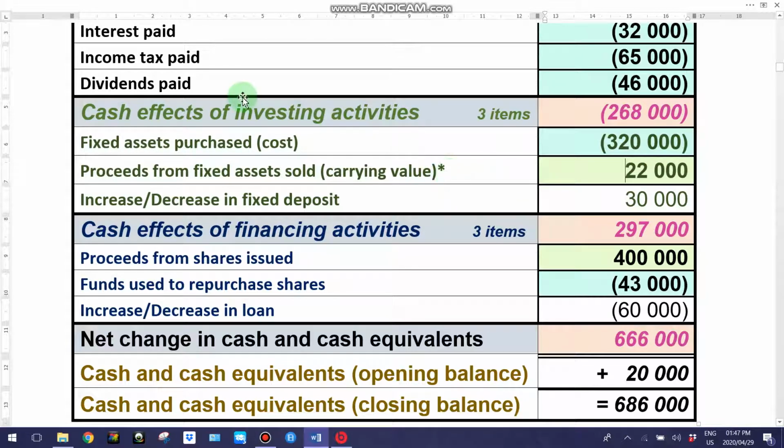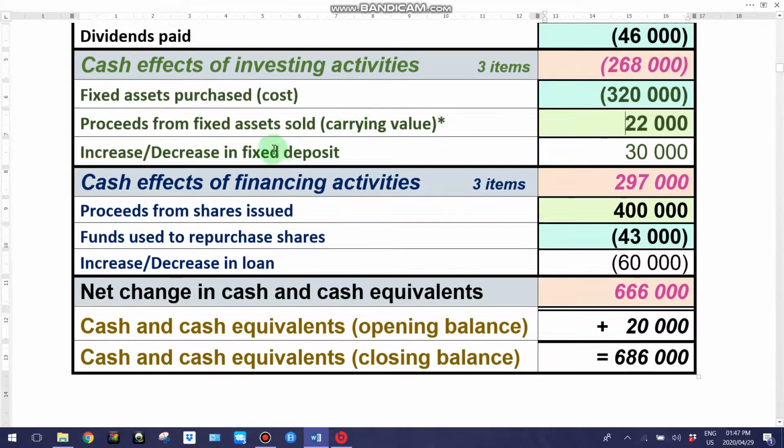The third item under investing activities would focus on my fixed deposit. Now, my fixed deposit is an investment. I will find this on my balance sheet. I would find it there under non-current assets. It would say financial asset. It's a financial asset. This one, I must just be careful with this one, because I need to see whether it has increased or decreased.